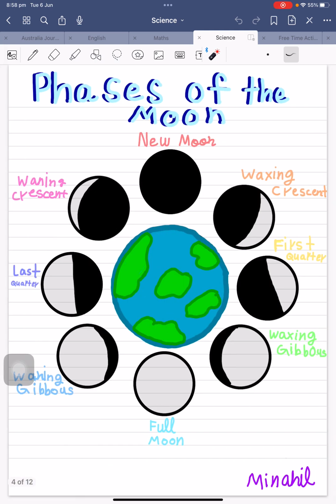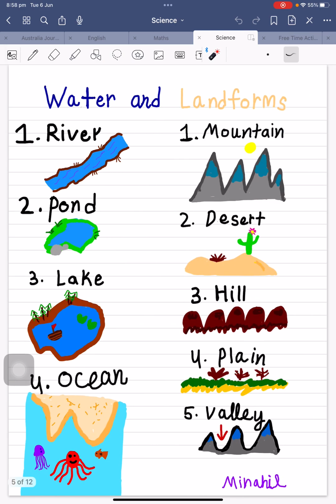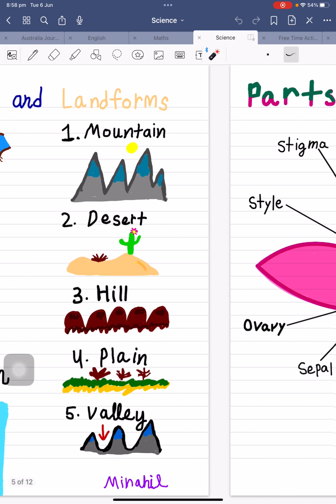And here there's the phases of the moon. There is new moon, waxing crescent, first quarter, waxing gibbous, full moon, waning gibbous, last quarter, and waning crescent. And then here there's the water and landform. There's river, ponds, lake, ocean, mountains, and then there's also deserts, hill, plains, and then there's valley. And a valley is basically the gap between two mountains.